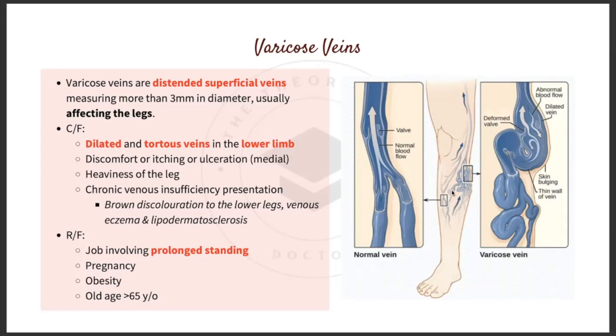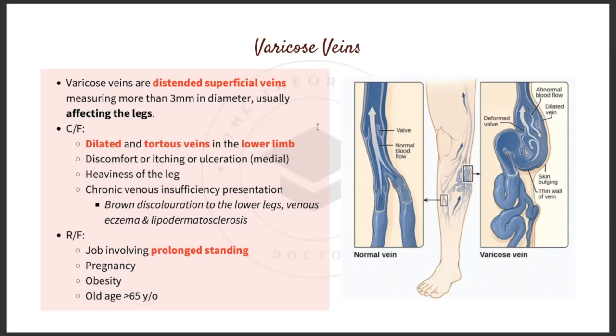Surely we know a few people who have varicose veins, and it's very obvious to see. It's very tortuous, it's very dilated, and it's usually in the legs or the feet. So clinical features: dilated and tortuous veins in the lower limb, discomfort or itching or ulceration, usually on the medial side, heaviness of the leg, and there's chronic venous insufficiency presentation.